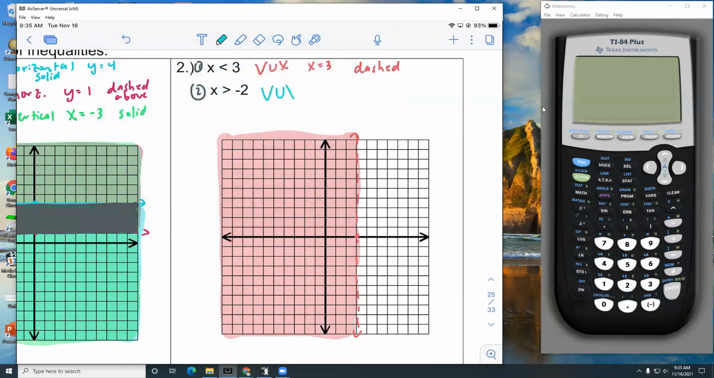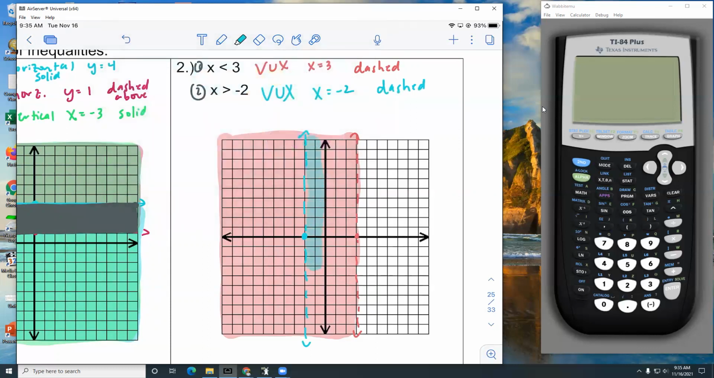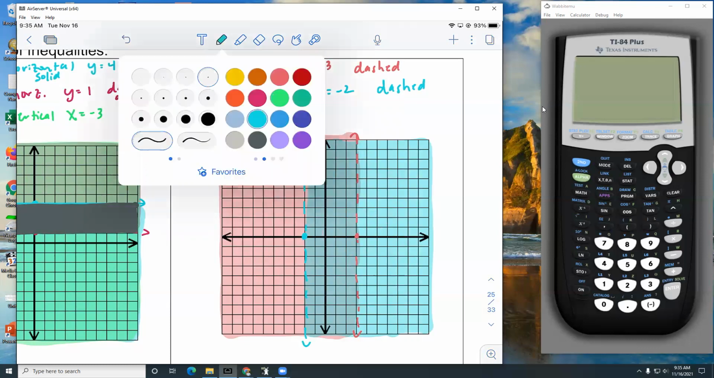Also a Vux, and this time it's going to be where x equals -2. It will also be dashed since I just have a greater than sign. There's no line underneath my inequality. So go to x equals -2, draw in your dashed vertical line. And I want all values greater than -2. So in this case, greater than, I'm going to shade to the right. Shade to the right.